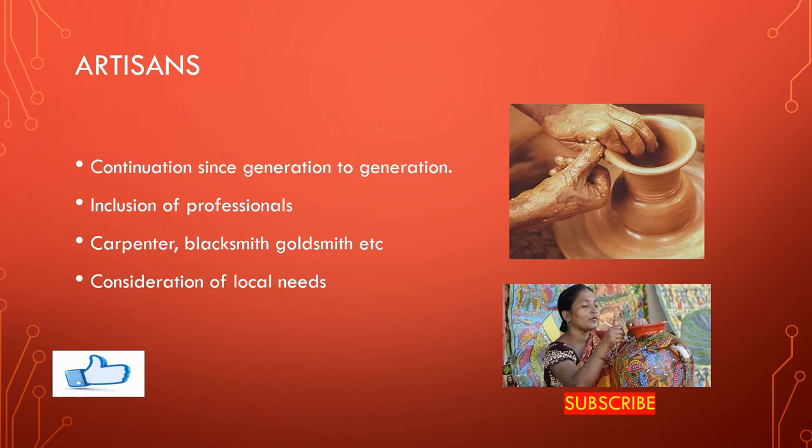Now next comes artisans. The artisans continue the industry from generation to generation. You may be knowing the potters are still making pots, the blacksmiths are continuing their own profession. They include professionals like goldsmith, blacksmith, carpenter, rope twisters, pot makers, basket makers, etc. They cater to the needs of the local people. So I can say they are vocal for local.